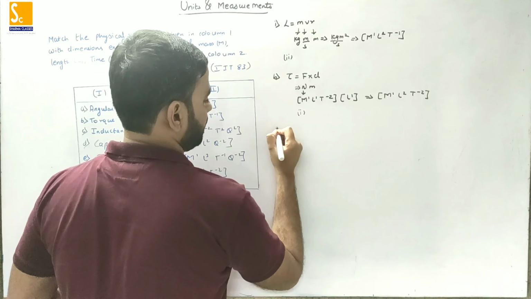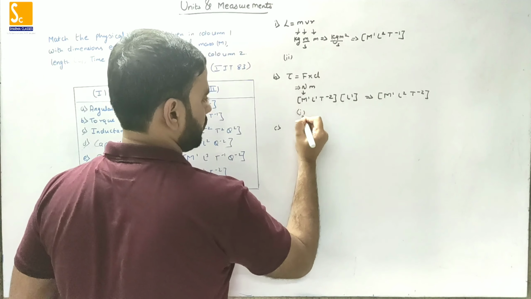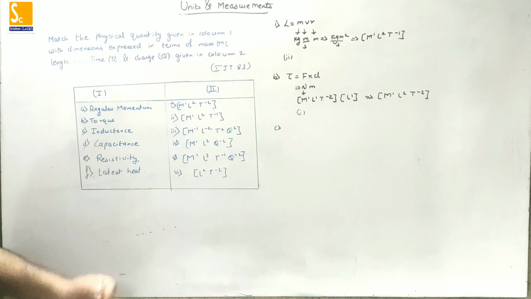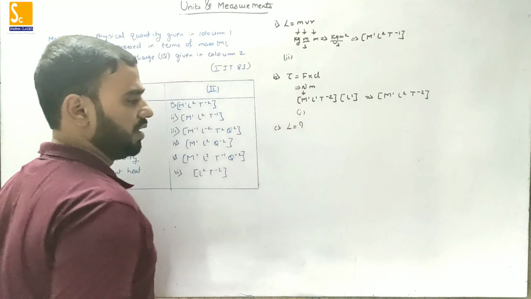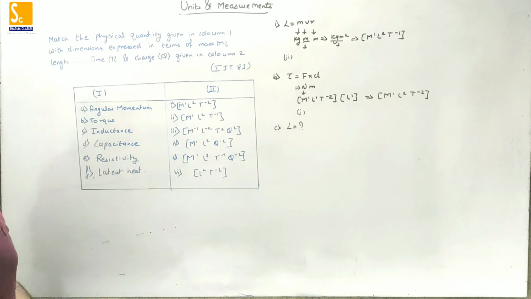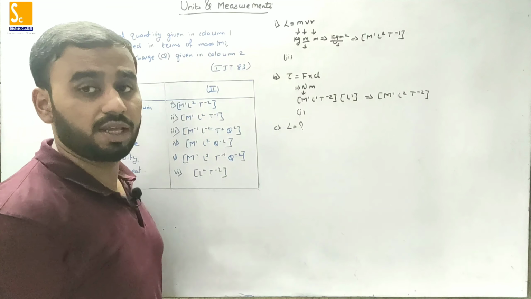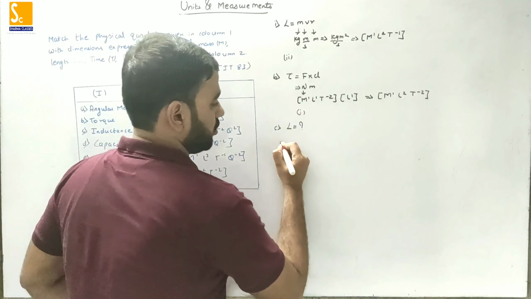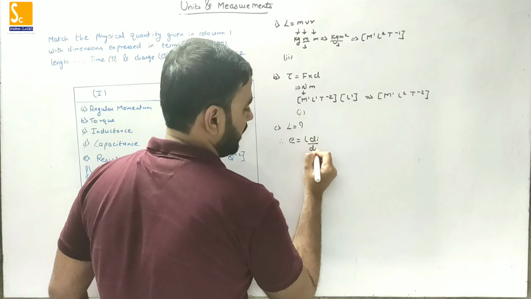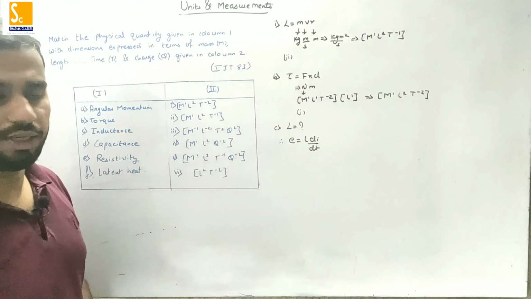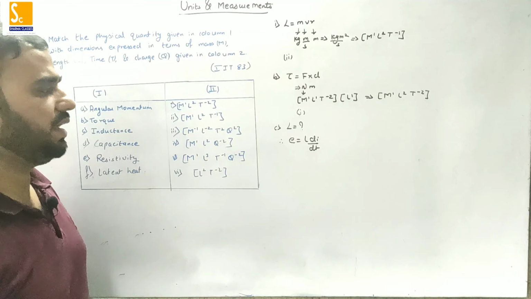Okay. Next we will see the third physical quantity, that is inductance. Inductance represented with L. Okay. First we will see the formula for inductance. What will be the formula for inductance? There is a formula, E is equals to L di by dt. Clear? E is equals to L di by dt.